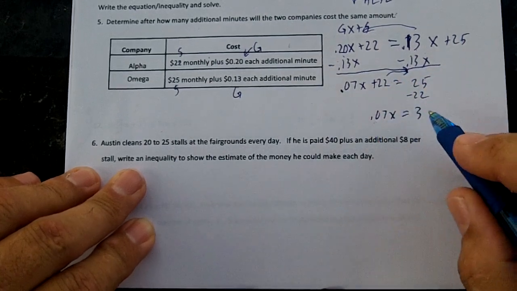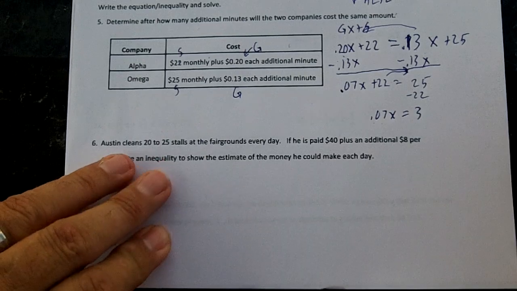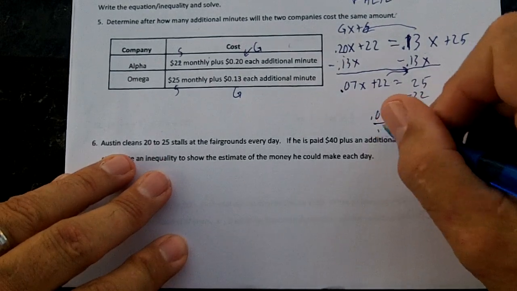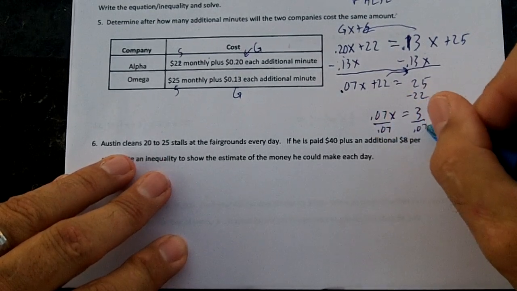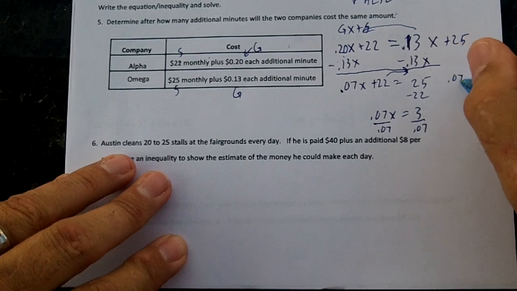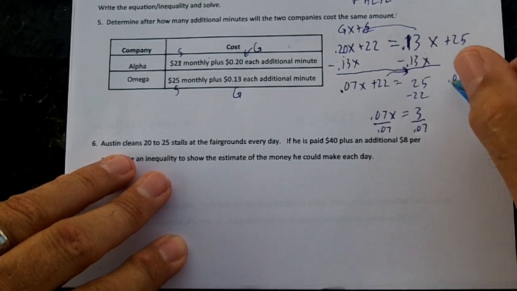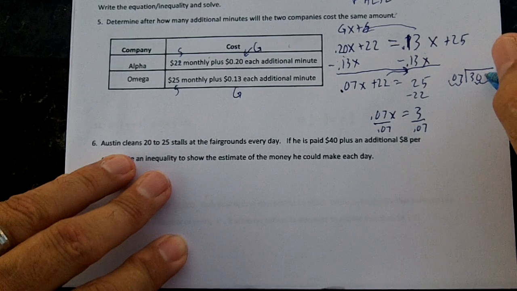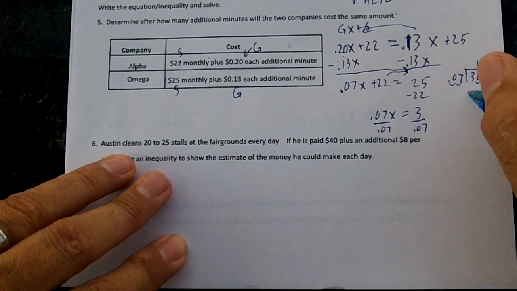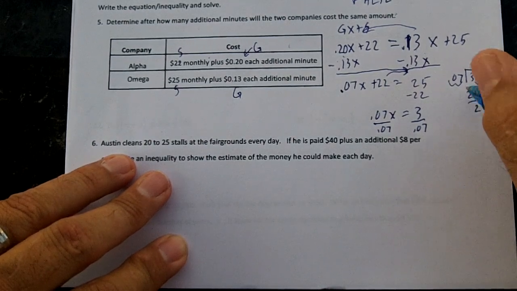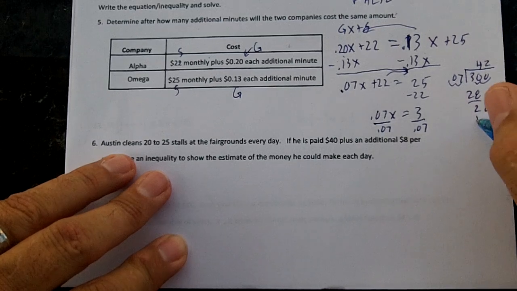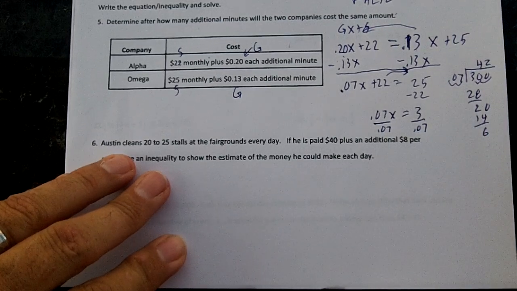So how many 7 cents will go into $3, right? So we're going to divide by 0.07. And I don't have a calculator with me, so I'm going to divide into 3. You're going to move the decimal twice. So 7 into 300 is 4, 28, 20, and it's going to go 2 times with a remainder of 6.